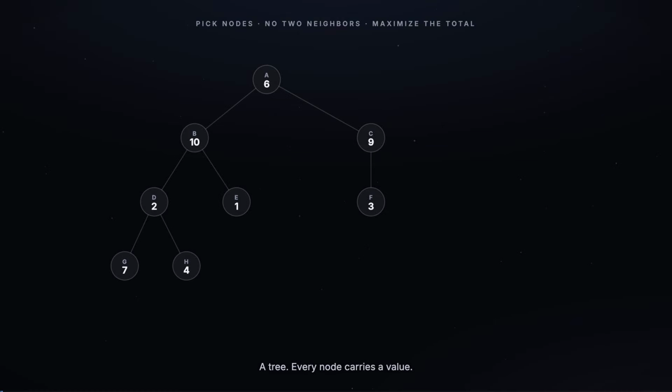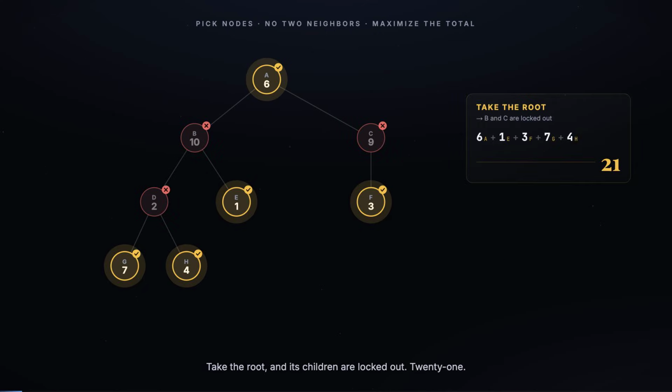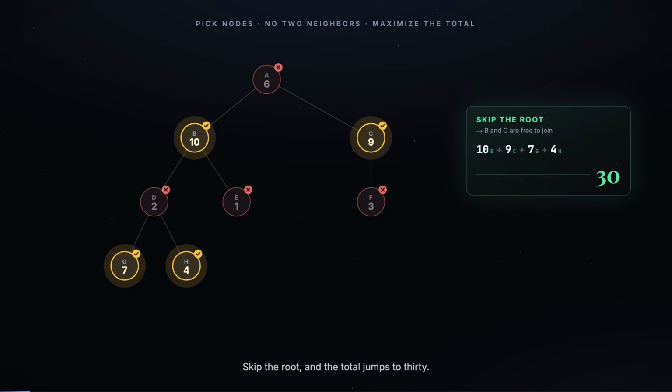A tree. Every node carries a value. Your job: choose a set of nodes so that no two chosen nodes are neighbors, and make the total as large as possible. Take the root, and its children are locked out. 21. Skip the root, and the total jumps to 30. That single decision, repeated at every node, is the entire problem.